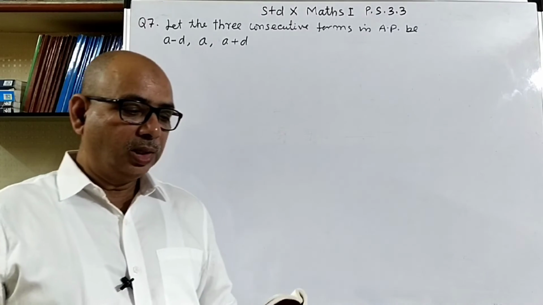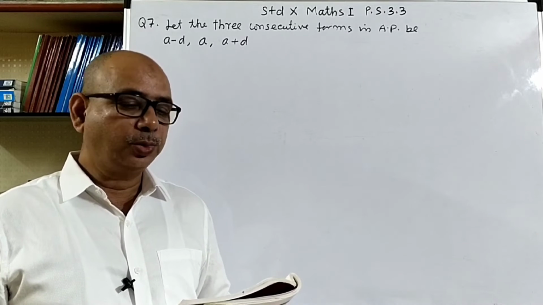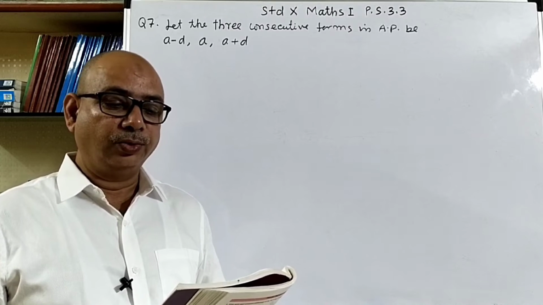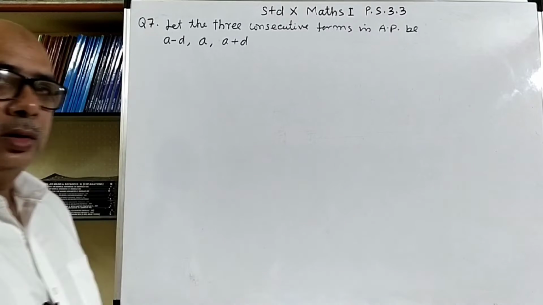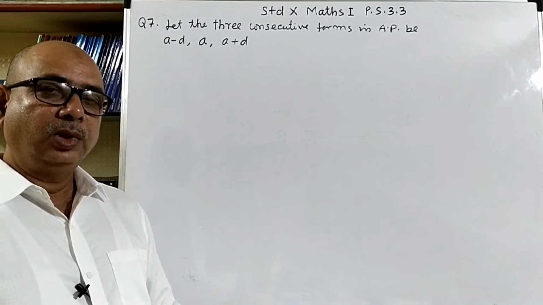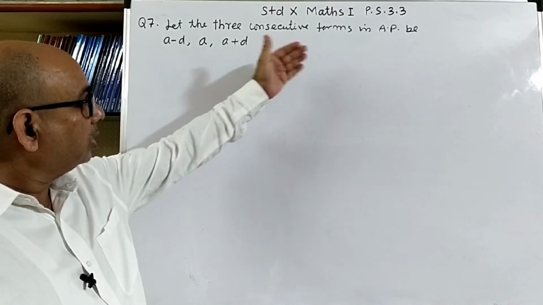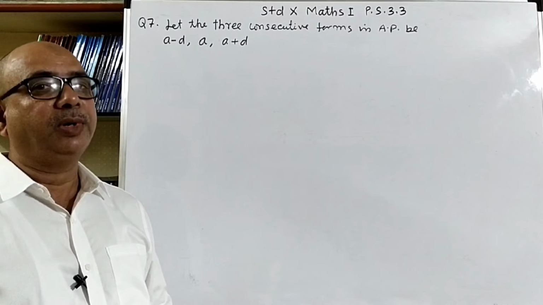Question number 7. In an AP, the sum of 3 consecutive terms is 27 and their product is 504. Find the terms. So, in the given AP, there are 3 terms. First, we have to assume those terms. So let the 3 consecutive terms in the AP be a minus d, a and a plus d.